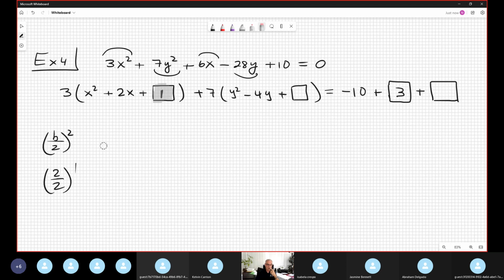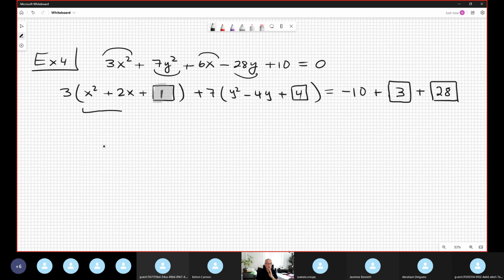Now let's move on to the second trinomial. The y part is 4 divided by 2, squared. 4 divided by 2 is 2, 2 squared is 4. It's a coincidence, it's 4. You need 4 here. However, this 4 is not 4, it's 28, because we are confronted with 4 times 7. Any question? I haven't finished. This is just the beginning.